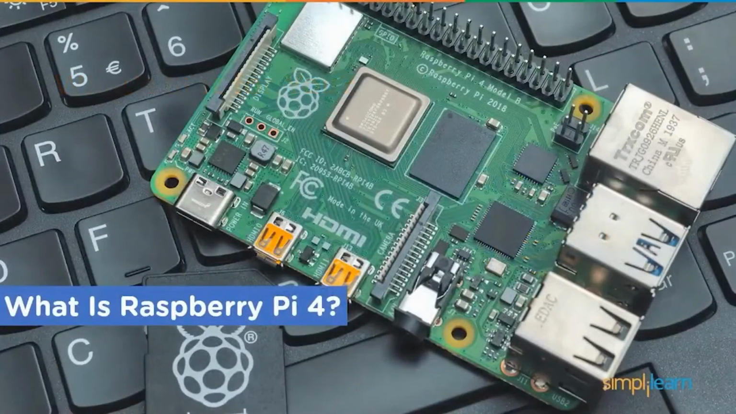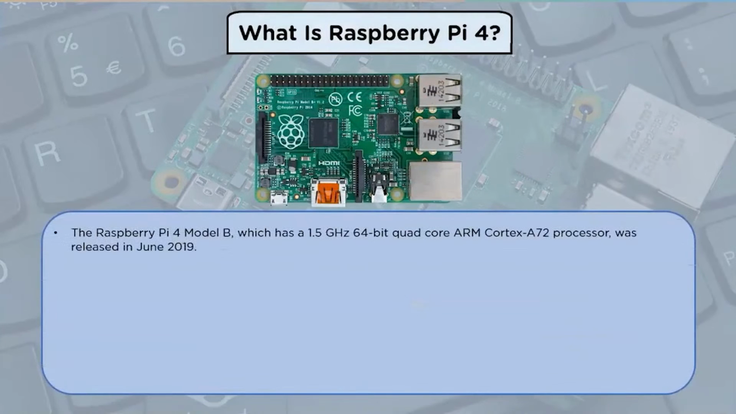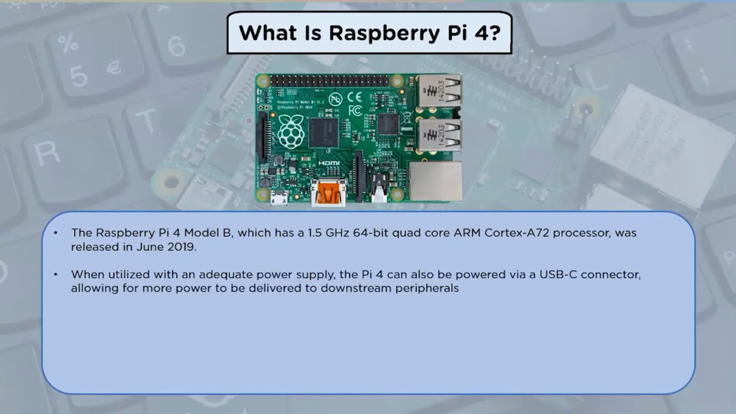What is Raspberry Pi 4? The Raspberry Pi 4 Model B has a 1.5 GHz 64-bit quad-core ARM Cortex A72 processor, and was released in June 2019. When utilized with an adequate power supply, the Pi 4 can also be powered using a USB-C connector, allowing for more power to be delivered to downstream peripherals.